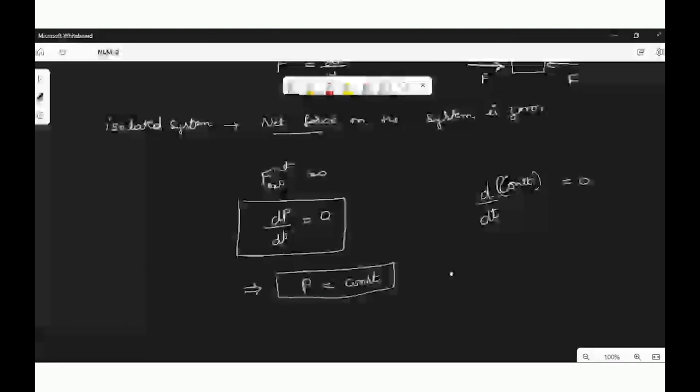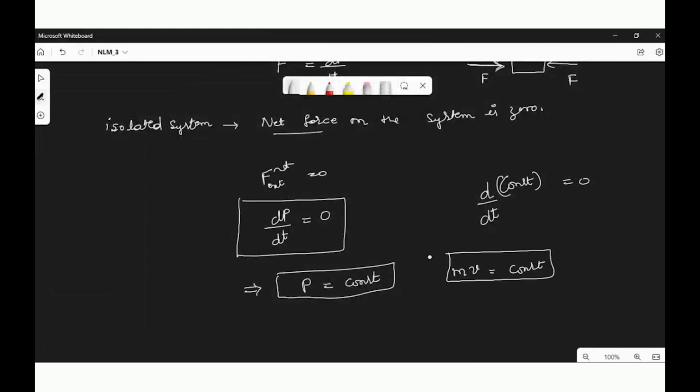Or you can write the product of mass into velocity is constant. And now you can see, in most cases our mass is constant. If the product of mass and velocity should be constant, it means velocity should remain the same. That means a should be 0.